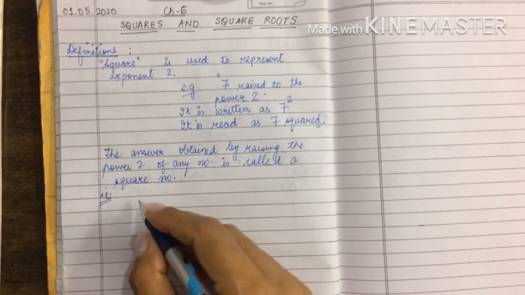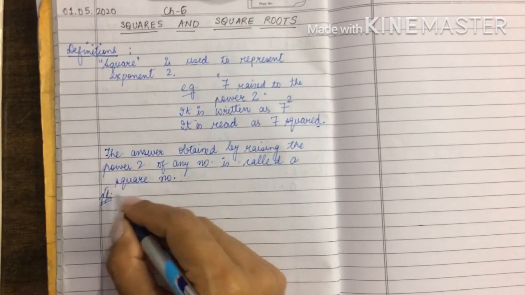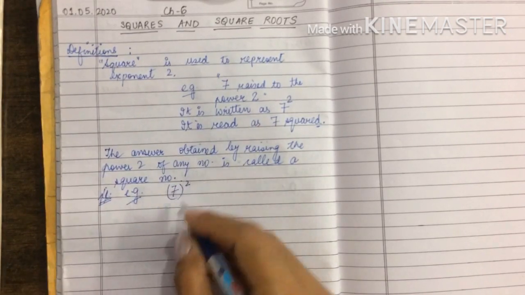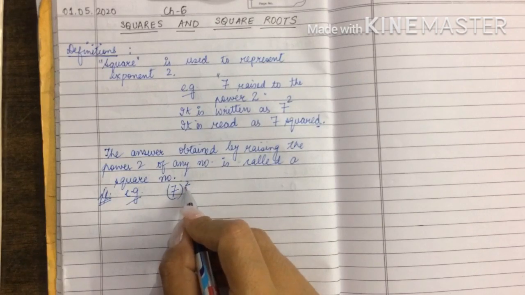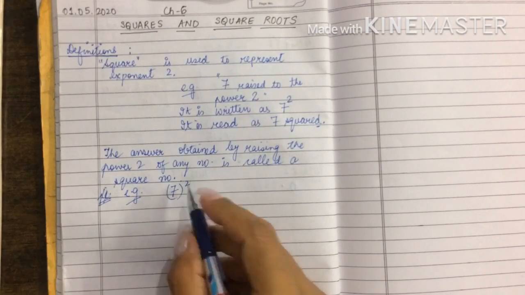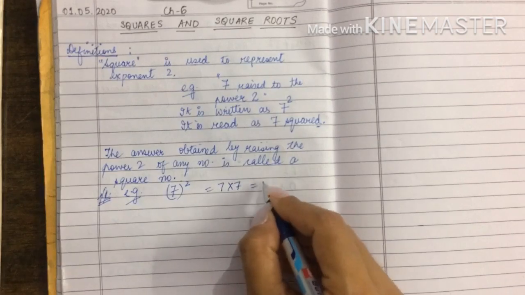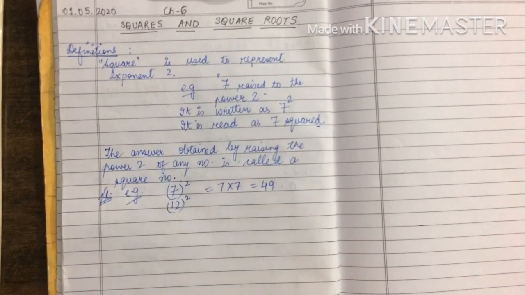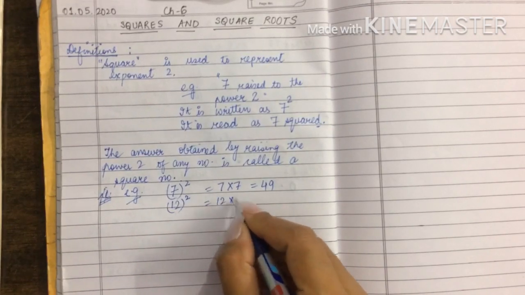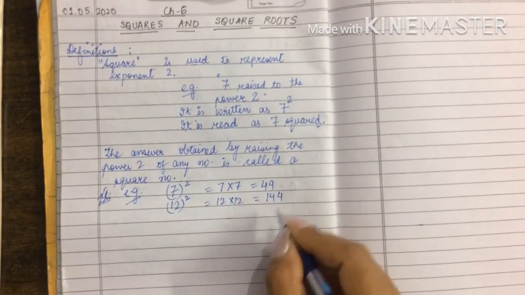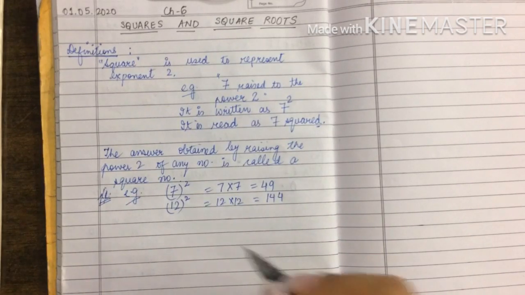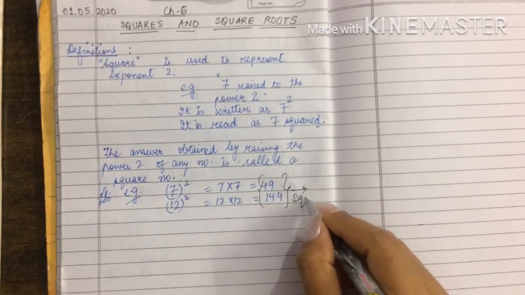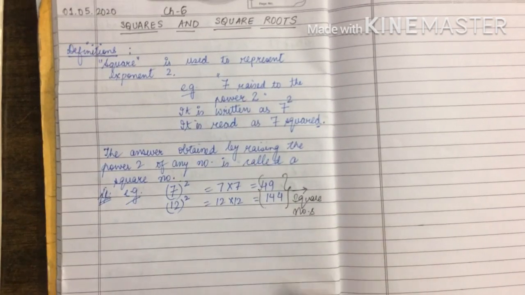For example, 7 raised to the power 2. So I have a number 7, I'm raising the power 2. Raising the power 2 means I'm writing down the square. This will be 7 into 7, which is 49. Let's take one more example. Let's take 12, raising power 2. So 12 into 12. The answer will be 144. The numbers which I obtained after squaring, these are square numbers.